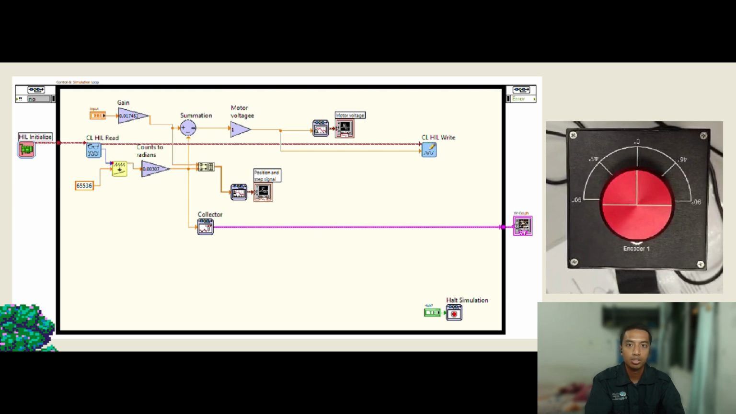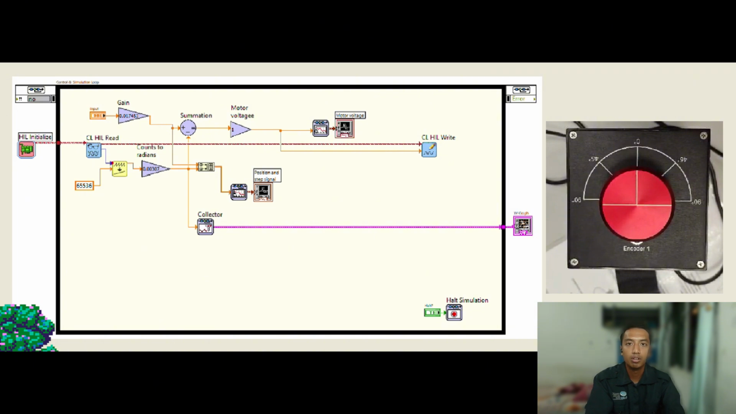And the next one, we have counts to radians conversion. The encoder counts are divided by 65536 and then multiplied by 0.00307 to convert them into radians. This gives us the actual angle of the motor disc in real world units.